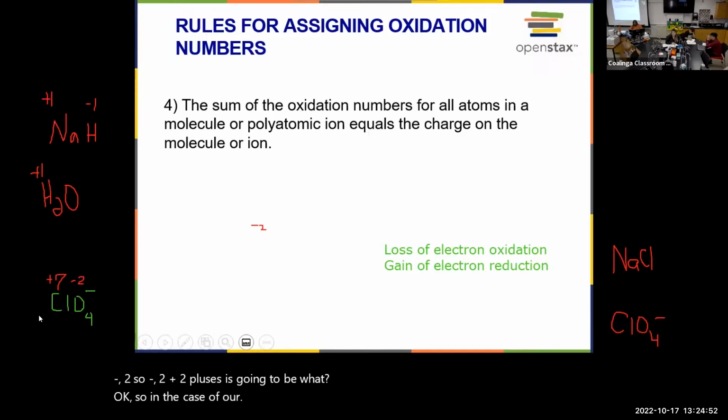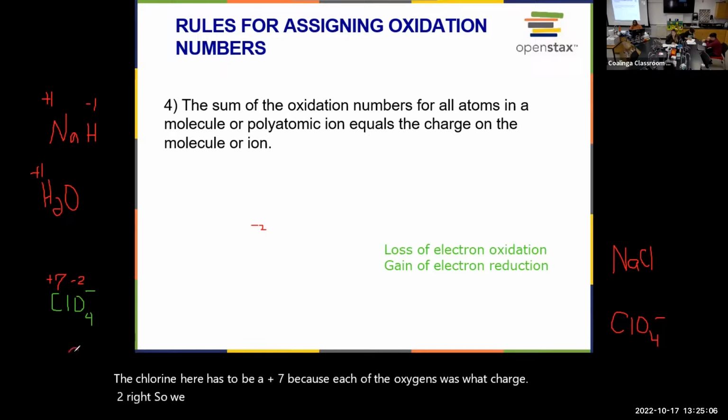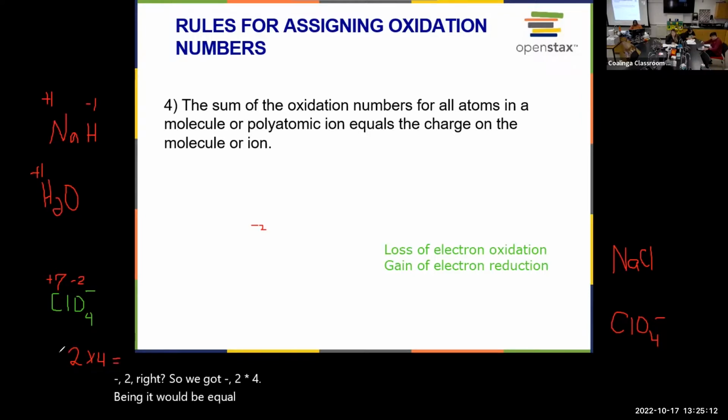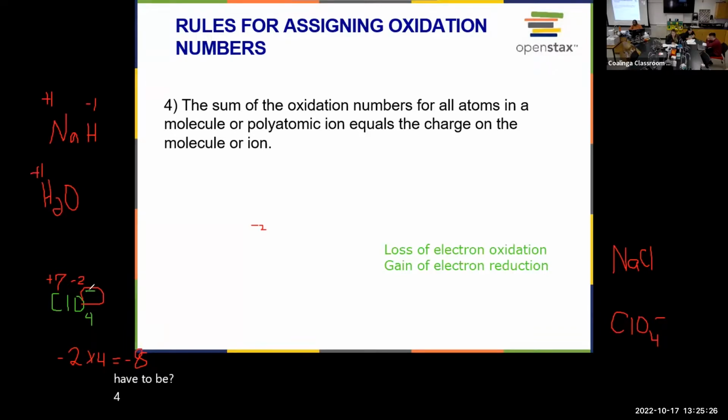So in the case of the perchlorate, the chlorine here has to be a +7 because each of the oxygens was what charge? -2, right? So we got -2 times 4, so -8. And then the overall charge on that polyatomic ion is a negative charge. So what does chlorine have to be for it to equal a -1? It has to be a +7. So that's how we got +7.